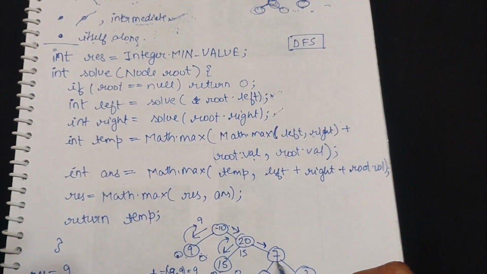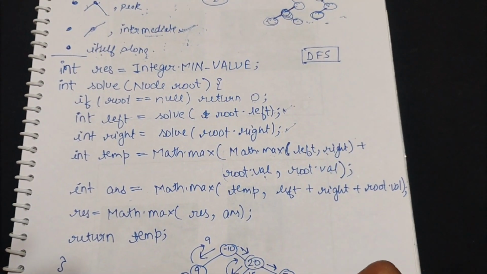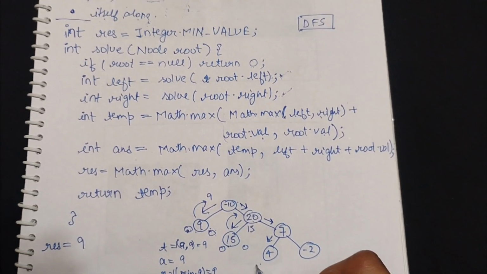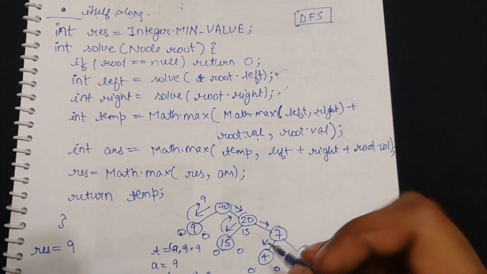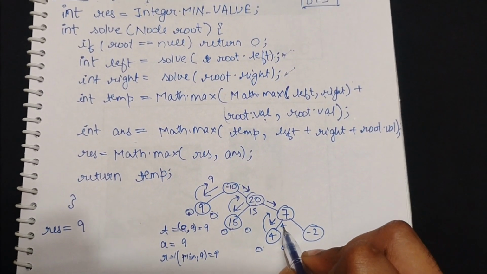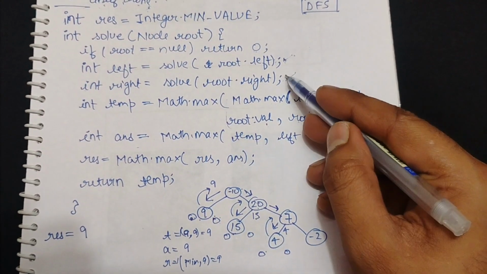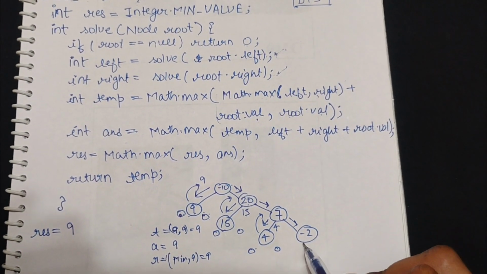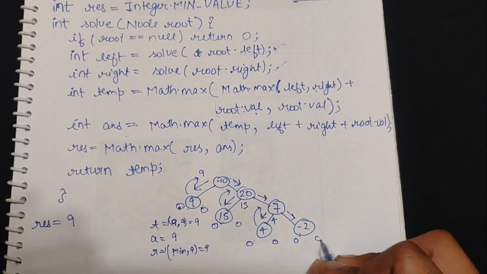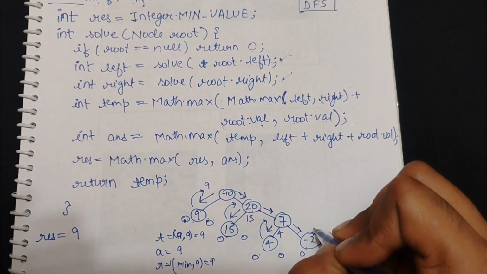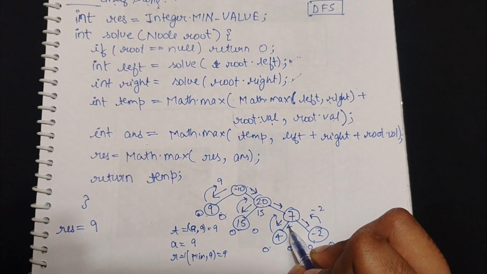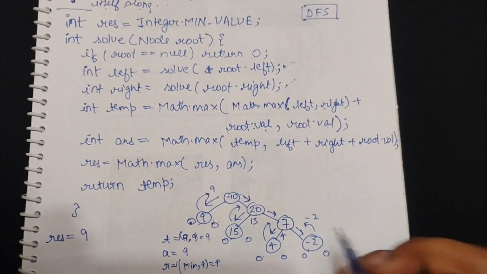It will come over here. 7 will call root dot left. Yes, 7 will call root dot left. 4 will call root dot left, having 0 from left, 0 from right. It will return its temp value. Temp value would be 4. So 7 has got 4 from its left. Now 7 will call root dot right here. Minus 2 will call its left and right, having 0 from left, 0 from right. So minus 2 will return its temp value, that is minus 2. Now 7 has got 4 from left, minus 2 from right.